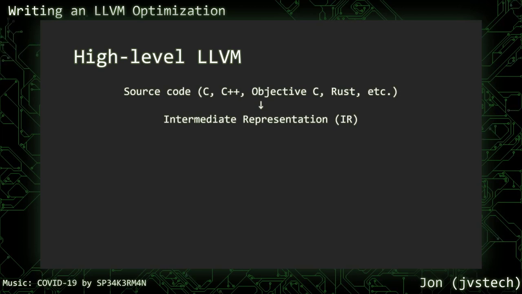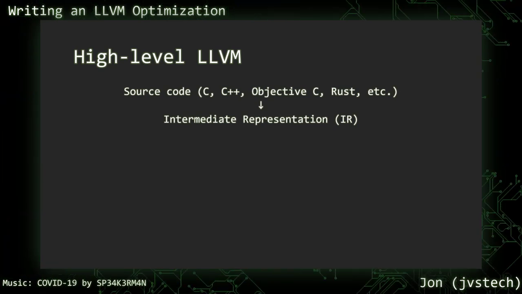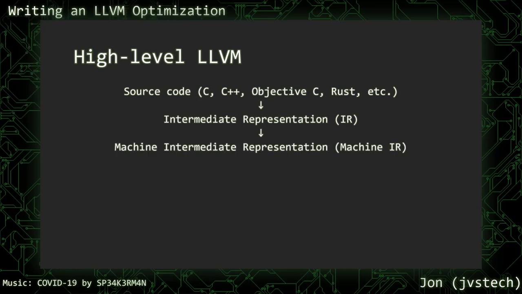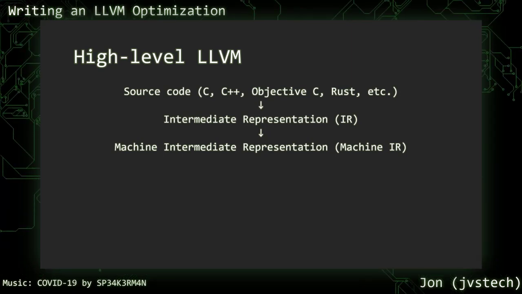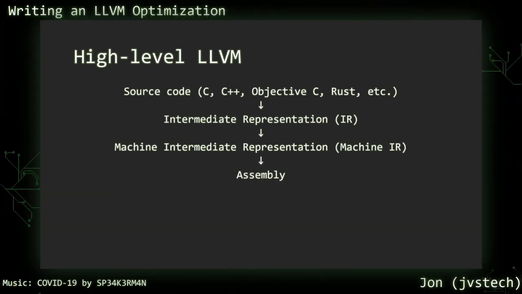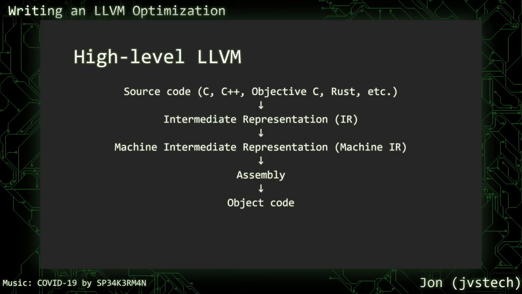At this level, the code is mostly target-independent, but certainly not platform-independent, as the source language still dictates things like endianness and ABI-specific entities, such as calling conventions. IR is then lowered to machine IR, which is simply a machine-specific representation of the higher-level IR, as the name implies. Here, the IR starts to logically resemble platform-specific assembly. The LLVM target backend then lowers the machine IR to assembly, which is itself lowered to object code.